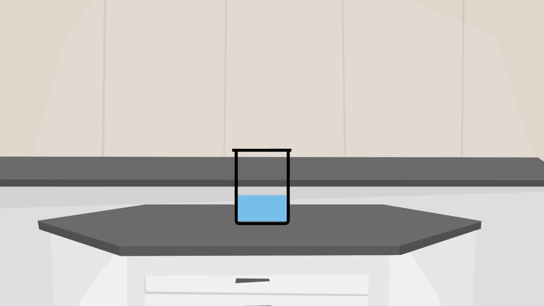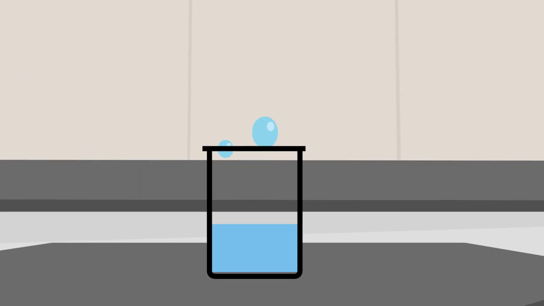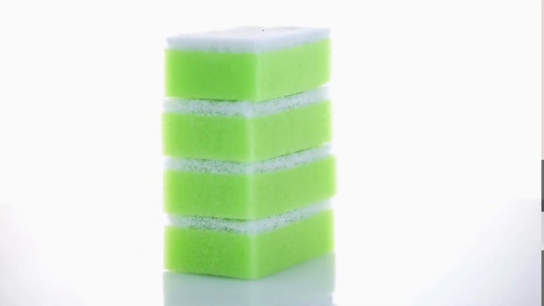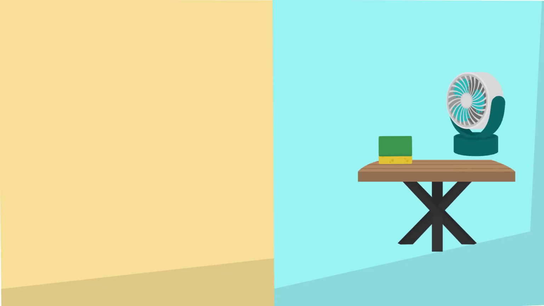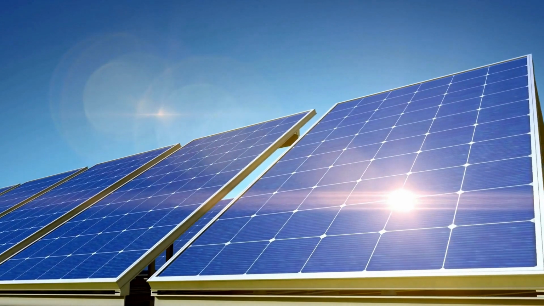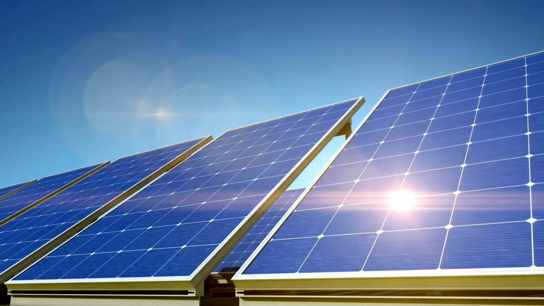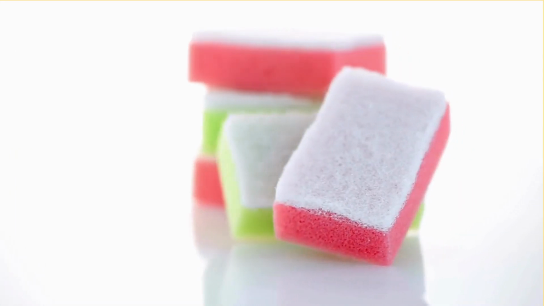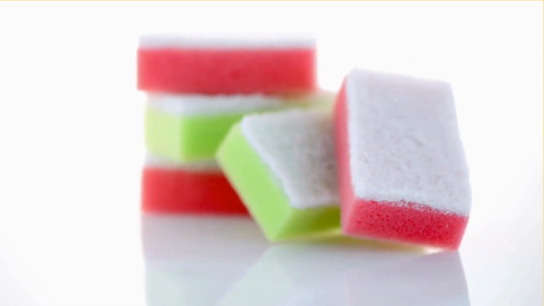Today in our lab, we have two setups to investigate evaporation, each featuring a wet sponge. One setup uses a fan, while the other uses a lamp. This will help us explore the impact of different types of energy on speeding up the process of evaporation. Here's your task. You need to identify what types of energy are being used in our experiment and how they might affect the evaporation rate of the wet sponges.